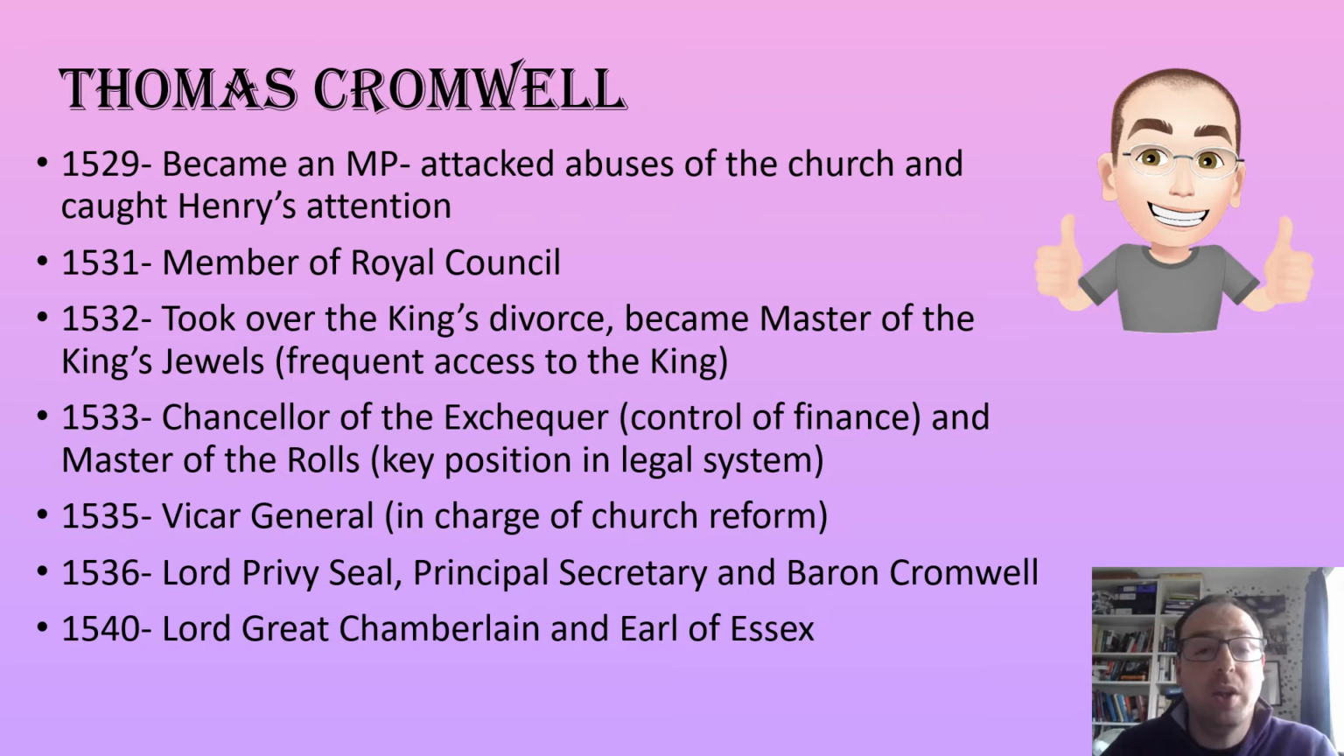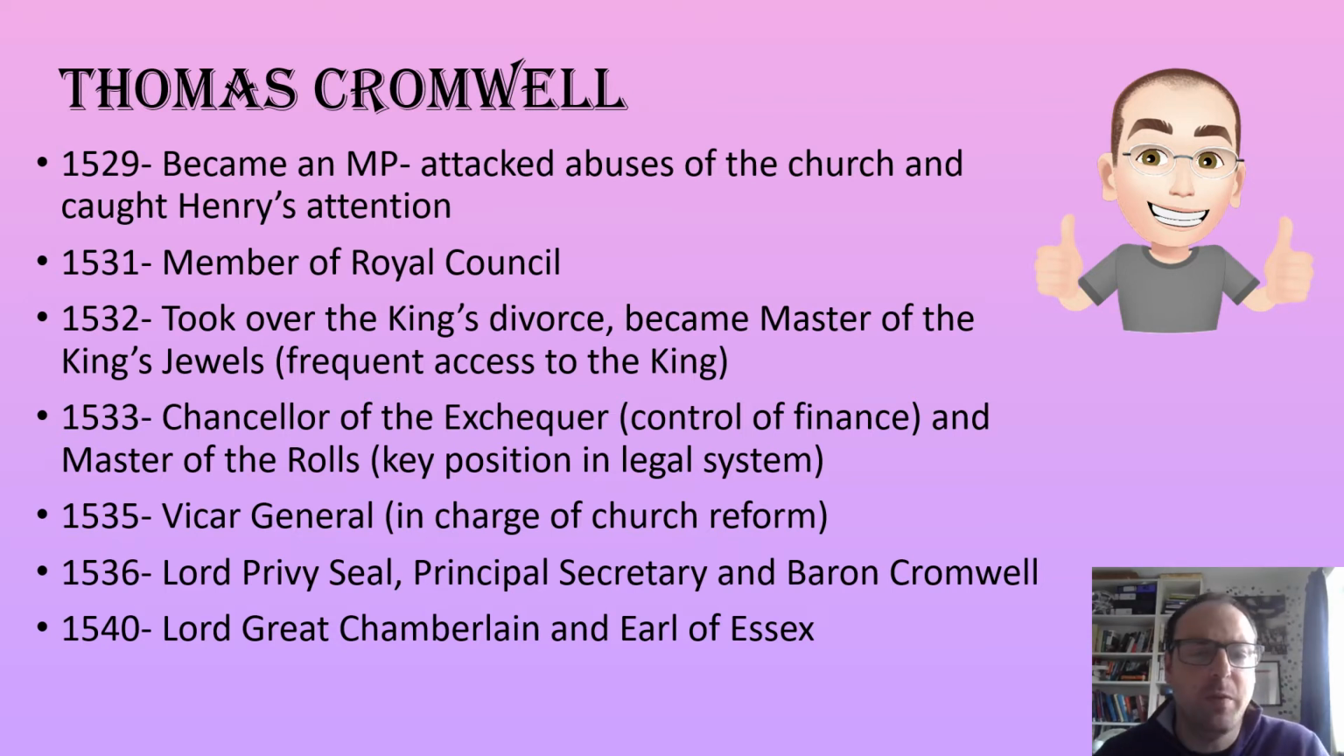In 1531 he became a member of the Royal Council, and in 1532 took over the King's divorce, again using his legal skills. And Thomas Cromwell was a man who just got stuff done, and I think that's really what appealed to, first of all, Wolsey, and then subsequently to Henry. He became Master of the King's Jewels in 1532, which gave him frequent access to the King, and his influence continued to grow. In 1533 he became Chancellor of the Exchequer, so he had control of finance, and also Master of the Rolls, which gave him key control in the legal system.